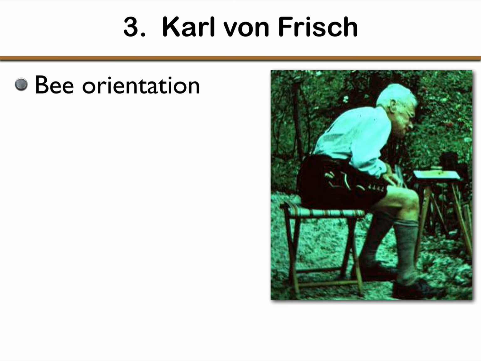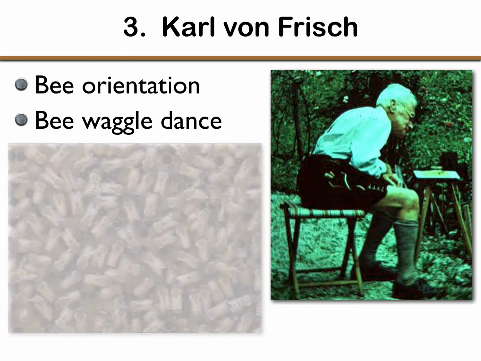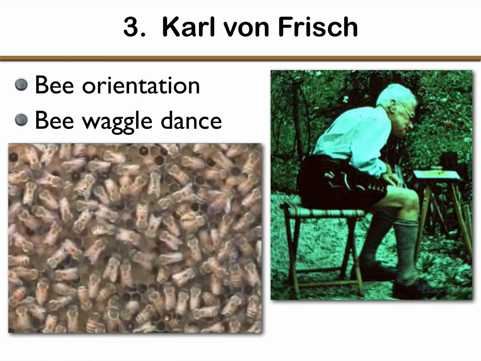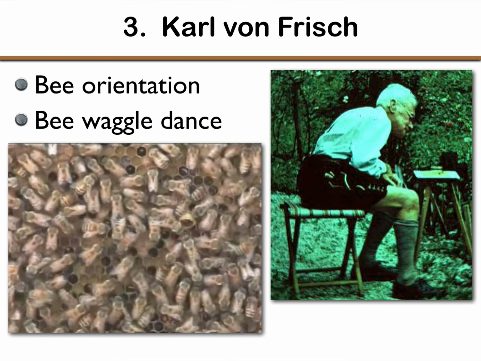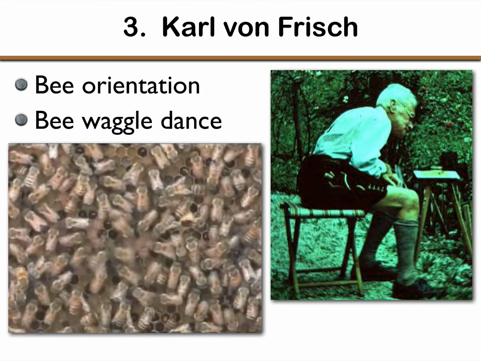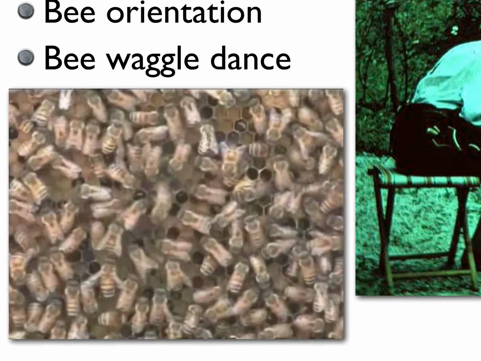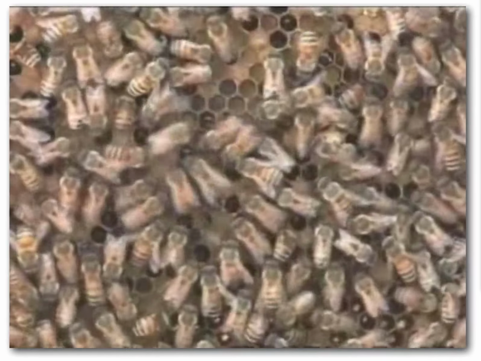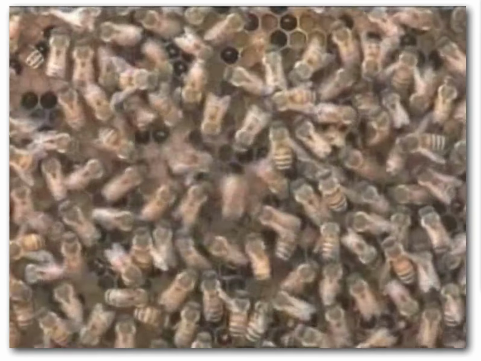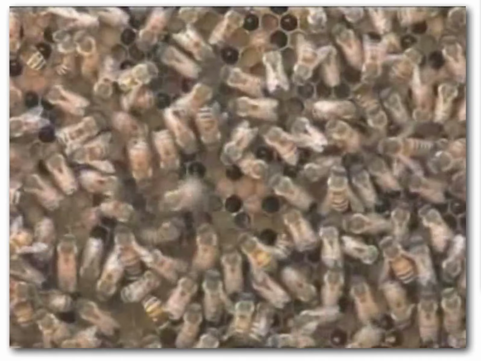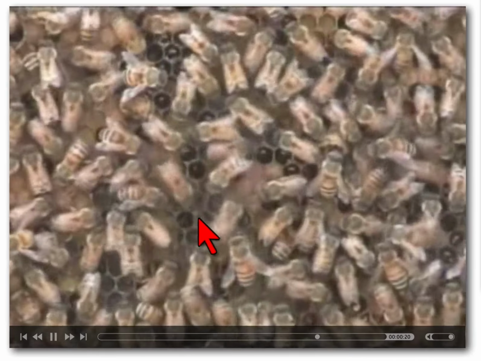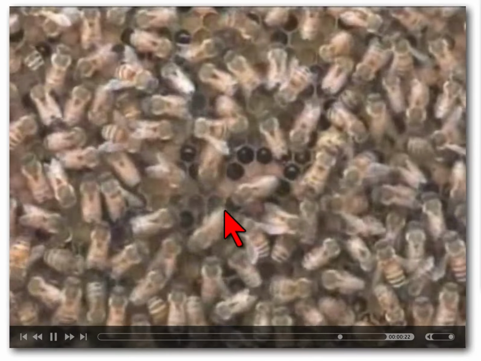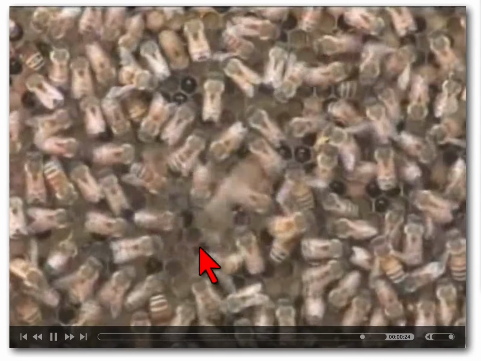And finally, Karl von Frisch, who studied bee orientation. And he discovered the waggle dance, which is how bees communicate the source of food to other bees. So you'll have a foraging bee go out, find food, come back to the hive, and by this waggle dance, and it's that bee right there in the middle, well, kind of in the middle. It's that guy. Try to follow him with my cursor. That guy right there. And you can see the other bees paying attention to him.